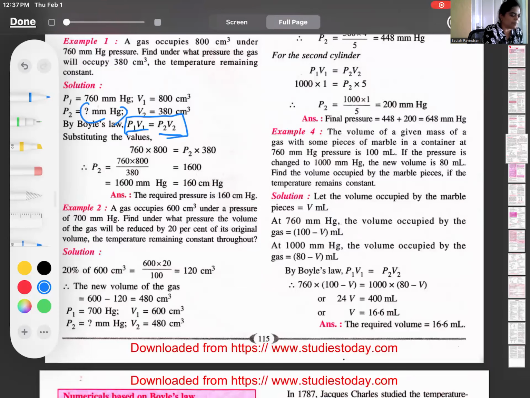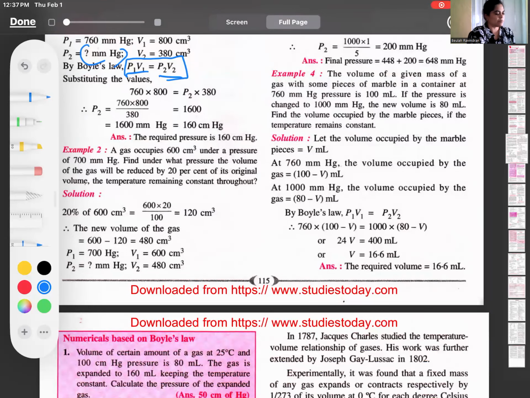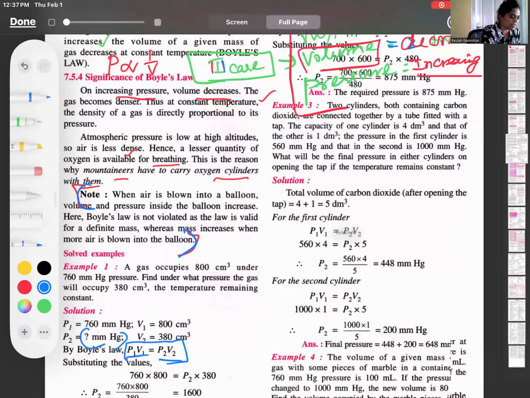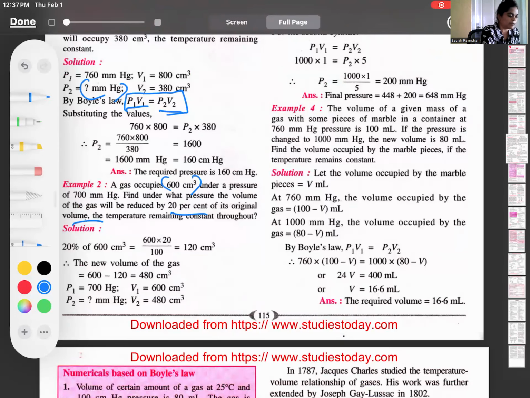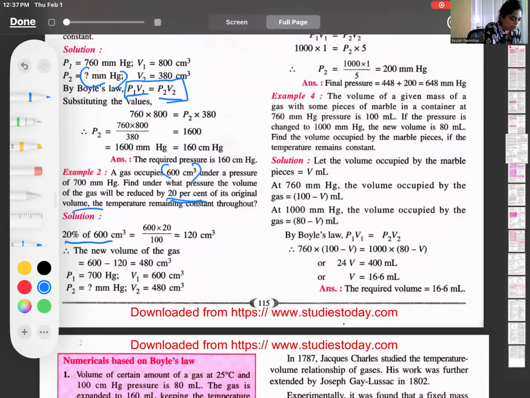What is the second problem? A gas occupies 600 centimeter cube under a pressure of 700 millimeters of mercury. Find under what pressure the volume of the gas will be reduced by 20% of its original volume. So you'll not be given the second volume directly. You'll be given 20% of the original volume. The original volume is taken as 600. 20% has to be reduced, meaning you should first find 20% of the original volume.